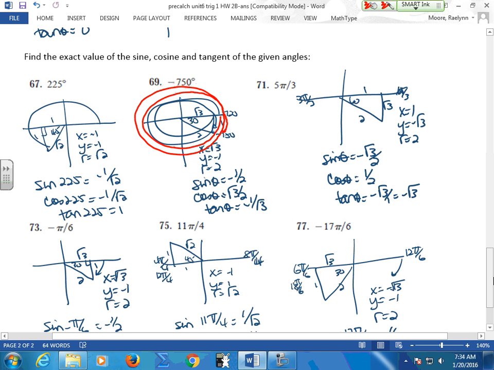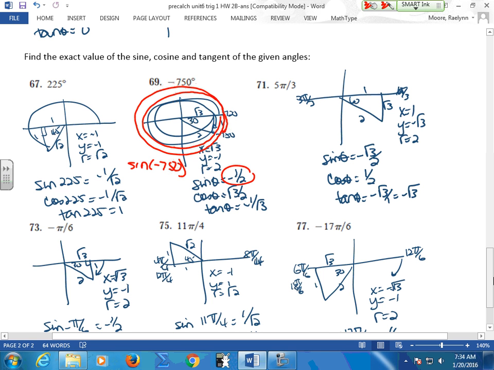Then, if you're not sure, check it on your calculator. Put it in degree mode, and put in sine of negative 750. It has to come back and give you the correct sign. You can always check it. You can flip your calculator from degree to radians. If you have a radian measure, put it in radians.